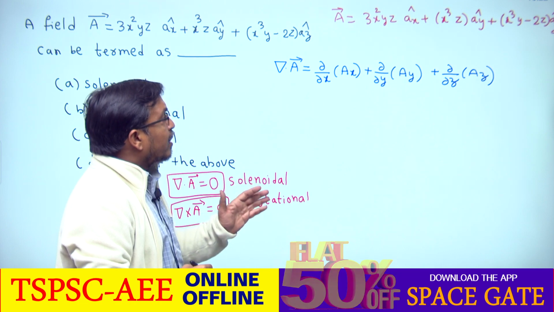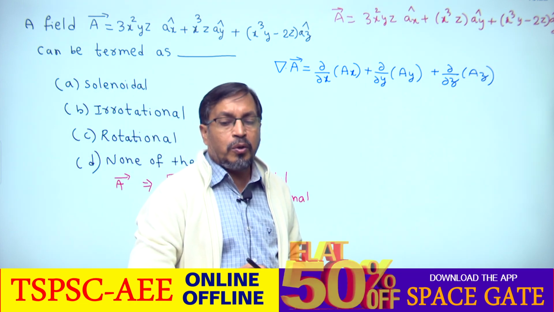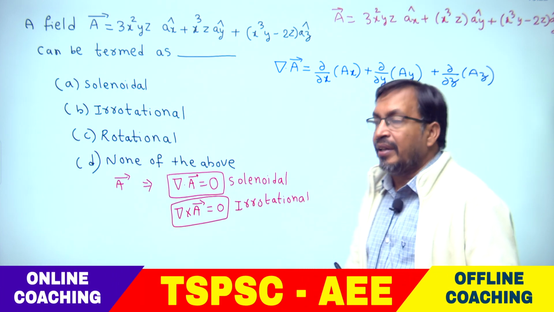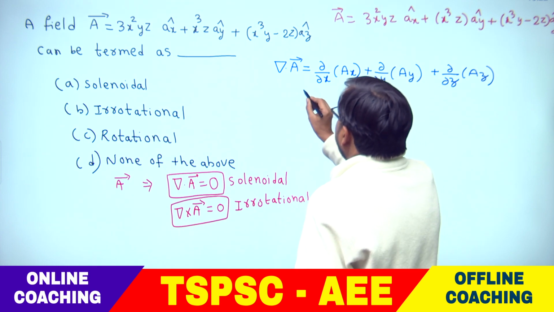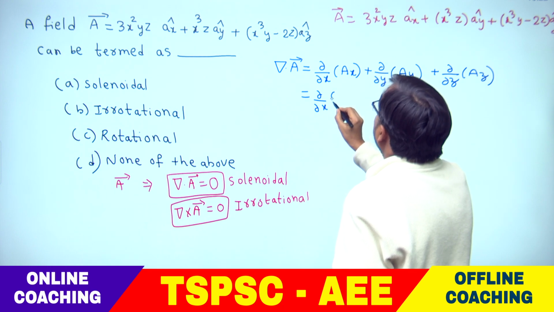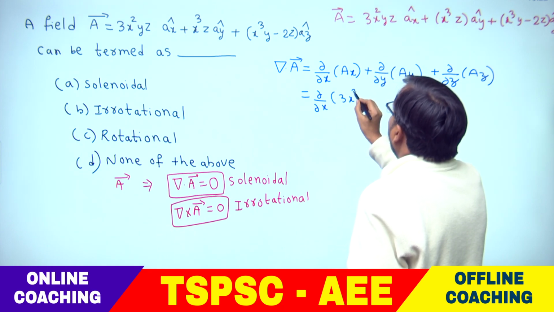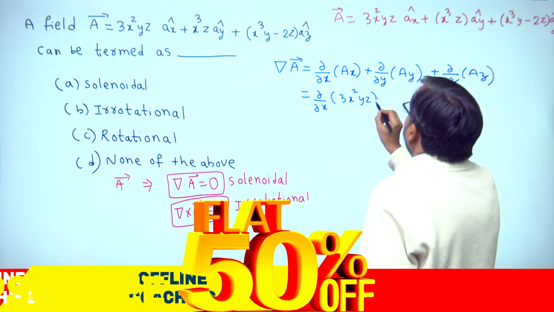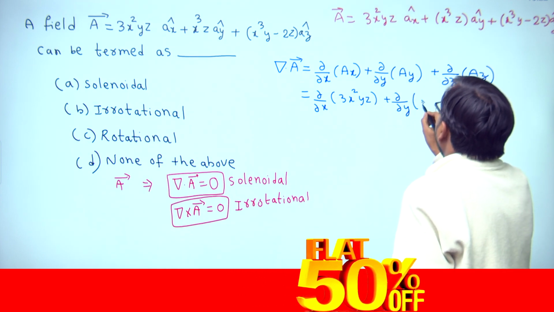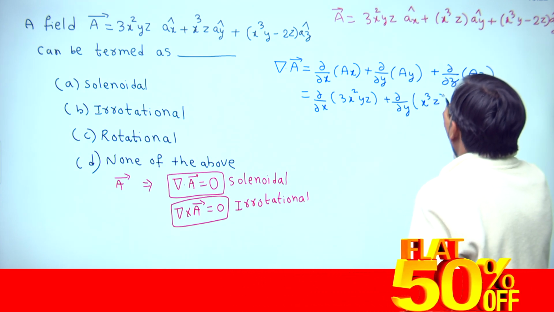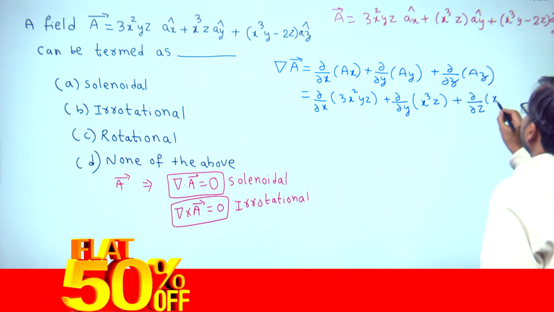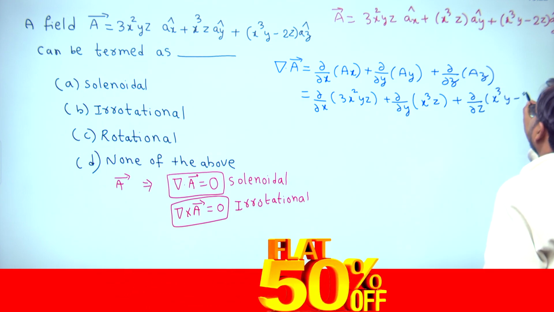Here, divergence of A equals ∂/∂x of Ax plus ∂/∂y of Ay plus ∂/∂z of Az. Now, I am substituting the values here. Then ∂/∂x of Ax, that is 3x²yz, plus ∂/∂y of Ay, that is x³z, plus ∂/∂z of x³y − 2z.